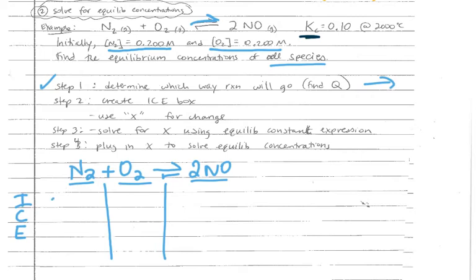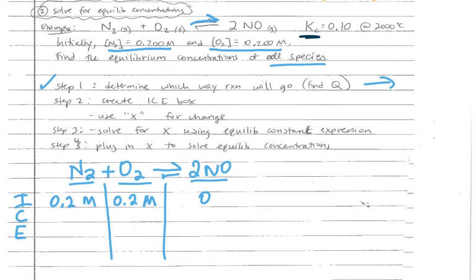Initially, we have 0.200 molar and 0.200 molar of this. I'm just leaving out those extra zeros for space, but don't forget that we have 3 sig figs in this problem. And initially, we don't have any nitrogen monoxide. All right, that's all we're given here.